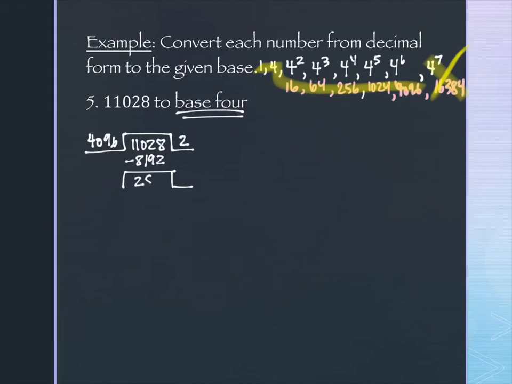My leftovers right now are 2836. And I go down the list. After 4,096, I have 1,024. Okay, so 1,024. That looks like that will go in twice. That's 2,048 when I multiply by 2.